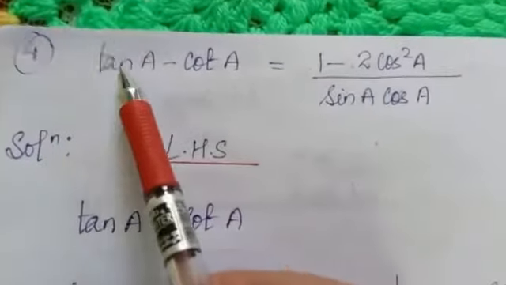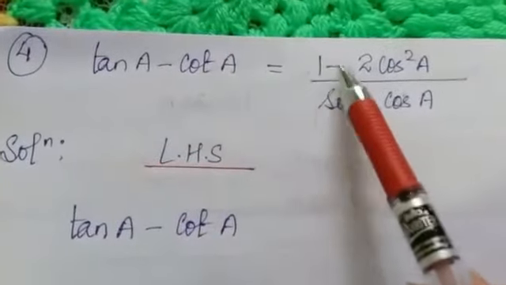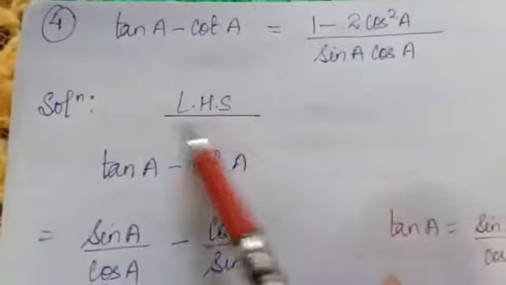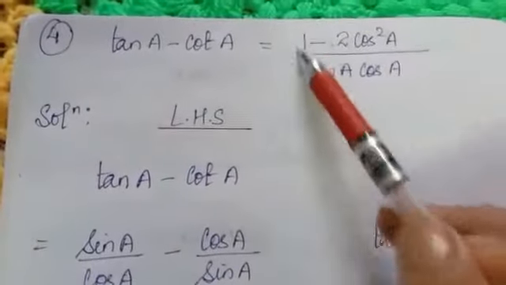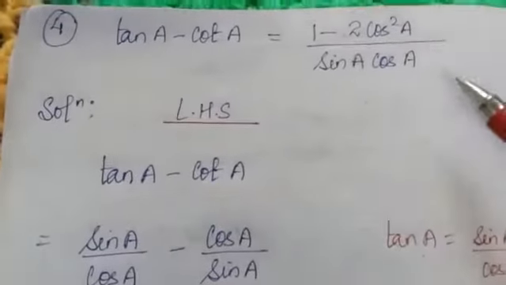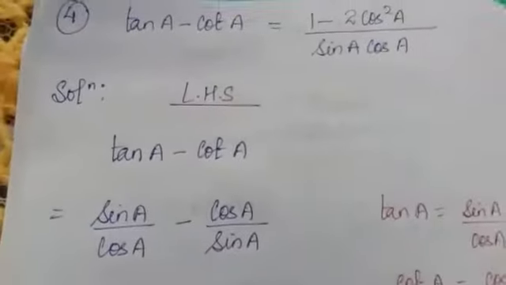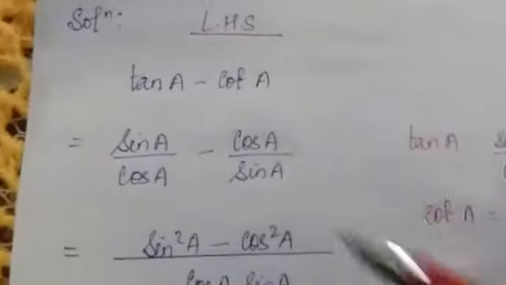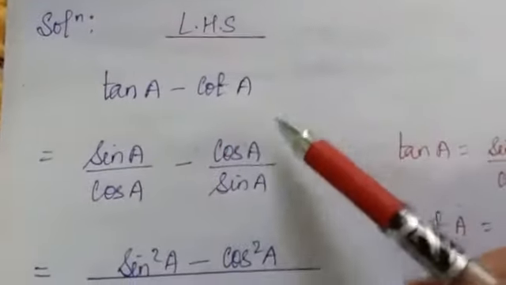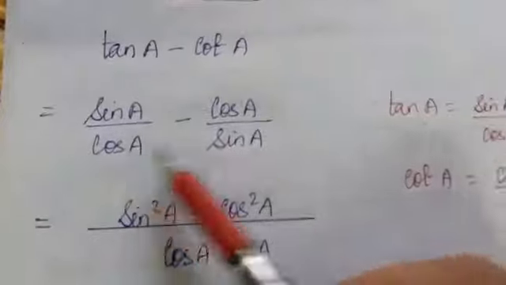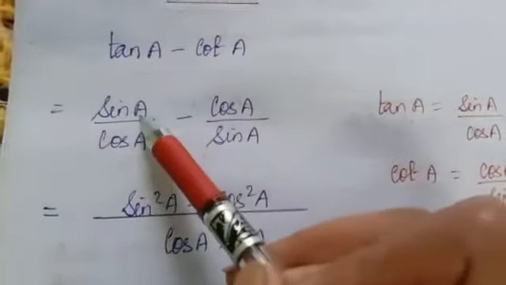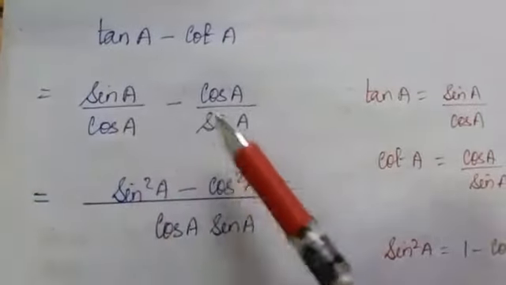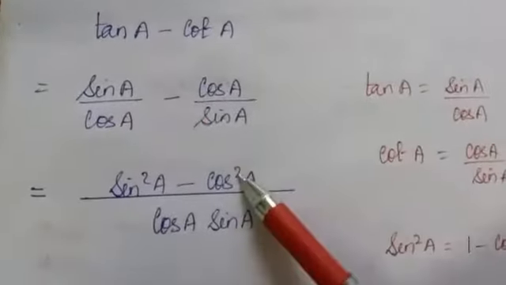Now question number 4. Tan A minus cot A is equal to 1 minus 2 cos square A divided by sine A cos A. Left hand side, copy left hand side. Now same in the right hand side, if you see the right hand side, okay, it is in terms of cos and sine. Again same process, you convert tan into sine and cos and cot into sine and cos. So tan means sine upon cos and cot means cos upon sine. Take LCM. After that, sine A will be multiplied by sine A and cos A will be multiplied by cos A. So sine into sine, sine square, cos into cos, cos square.